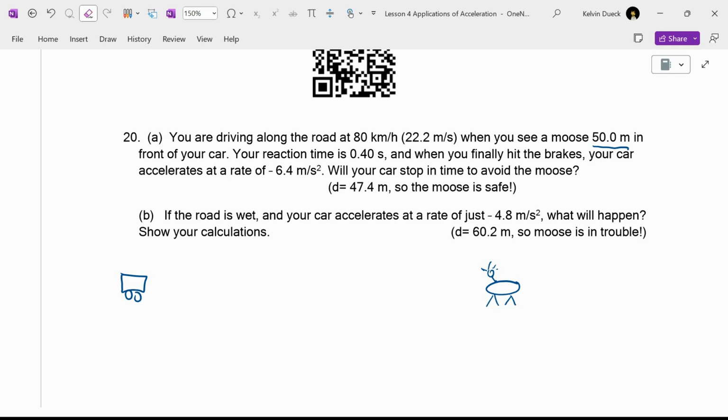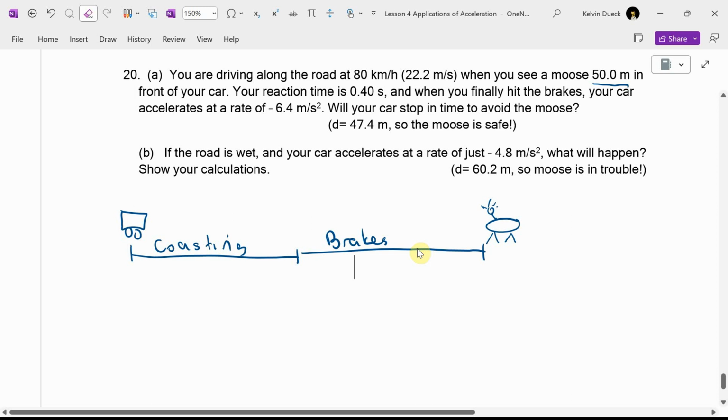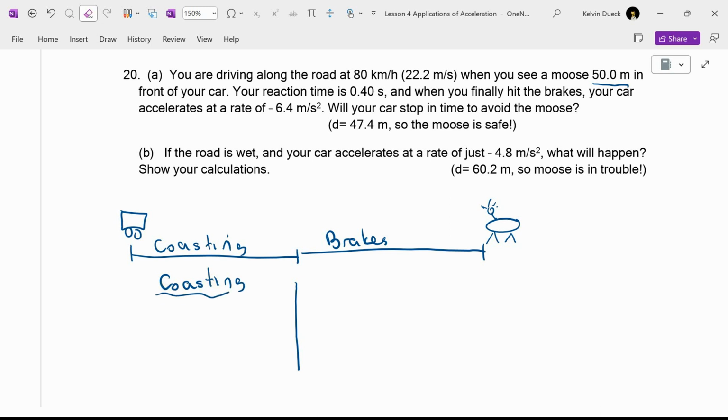Seems to me what's happening here is for the first part, before I hit the brakes, let's say I hit the brakes right about there, I'm coasting along. I haven't hit the brakes yet. And then this part, this is where I'm hitting the brakes. So I'm going to divide this up into while coasting and while braking. And what I'm going to figure out is how far I travel while coasting, how far I travel while braking, and then I'll add those two together, and if they're less than 50 meters, I'm good.